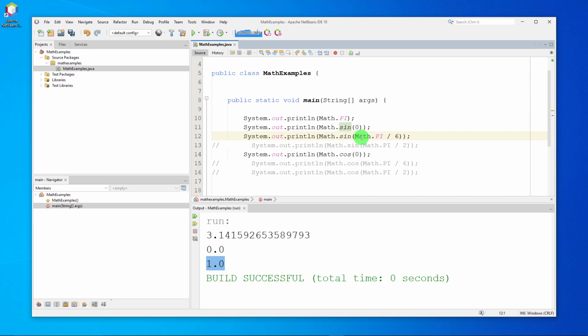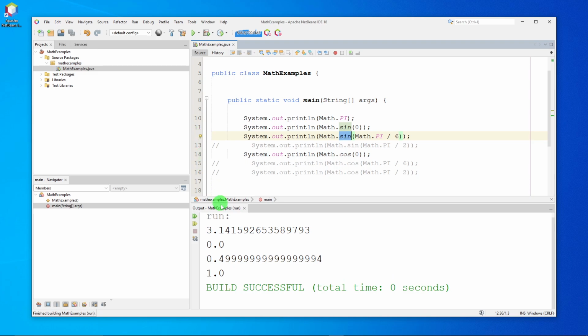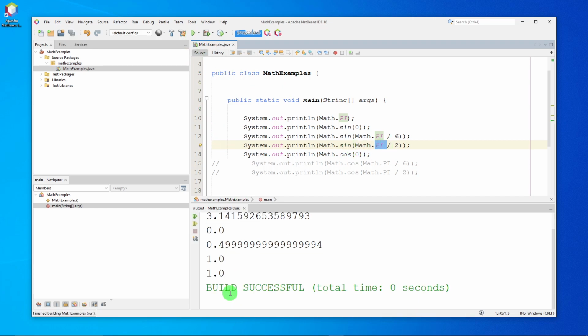This one, Math.sin of pi over 6. So we're using Math.PI divided by 6, and we're taking the sine of that angle. And we got basically 0.5, and that should be correct. There's a little rounding there that needs to be done, but that one should come out to 0.5 ultimately. Here's Math.PI over 2, the sine of it, and that's 1. So that tells me we are working in radians.